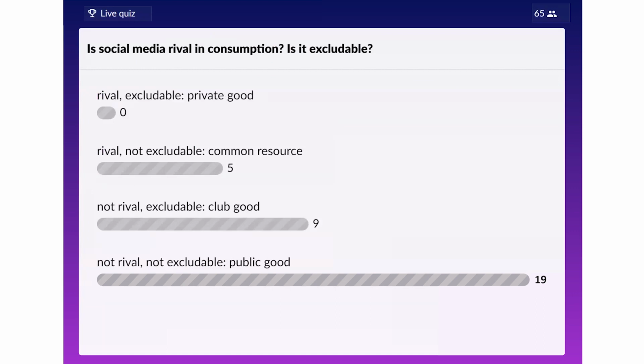Okay, so it seems that the majority of you think it's a public good. It's not rival, it's not excludable. Some people think it's not rival but excludable. Few of you say it's rival but not excludable. And actually it's rival but not excludable. We do have to think about this. So can you exclude people from using social media?